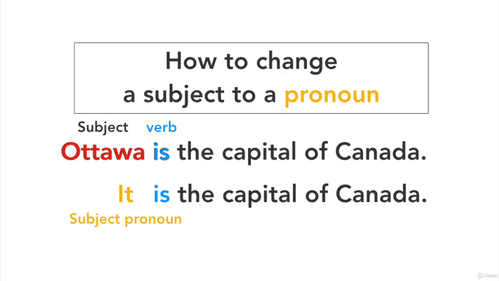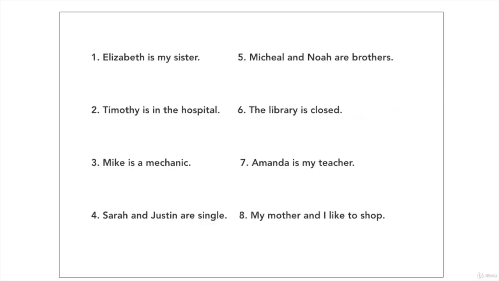Let's change the subject to a pronoun. Number 1. Elizabeth is my sister. Elizabeth is the subject. It is singular, a third person, a woman, she. Number 2. Timothy is in the hospital. Timothy is the subject. It is singular, a man, third person, he.